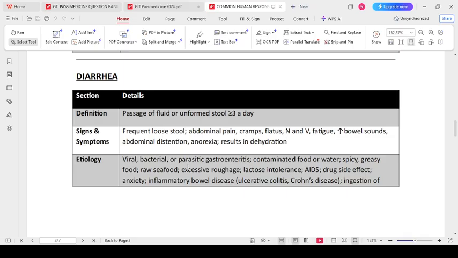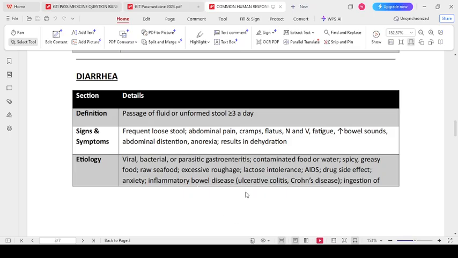Etiology can be viral, bacterial, or parasitic gastroenteritis, contaminated food or water resulting in food poisoning, spicy, greasy food, raw seafood, excessive roughage, lactose intolerance. It can be common in AIDS. It can be due to drug side effects. It can be common in anxiety.